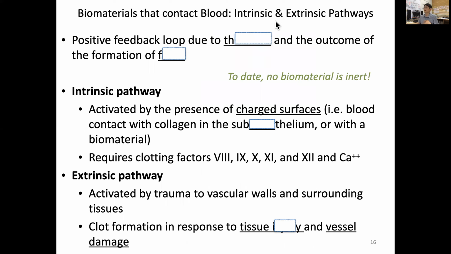So let's review a little bit. There is a positive feedback loop due to thrombin, and the outcome is the formation of fibrin. Up to now, no biomaterials are inert, which is still a big problem for us. And the intrinsic pathway is activated by the presence of charged surfaces, such as blood contact with the collagen fibers in the subendothelium, when the endothelium is, let's say, exposed.